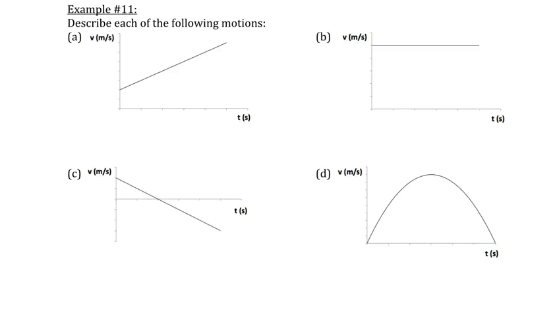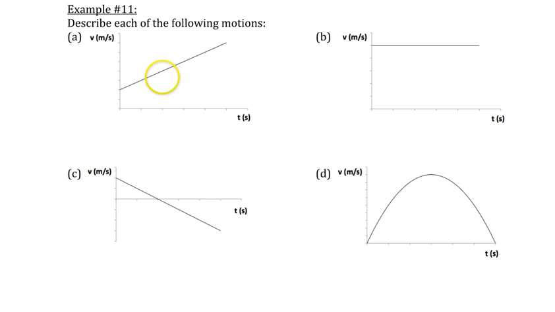In example 11, you are asked to interpret the given velocity time graphs and describe how an object would move to produce each of the given graphs. If you haven't already done so, take a moment and write down in words how an object would move in order to produce each of the given graphs. Okay, assuming that you have already done so, let's take a look at 11a.